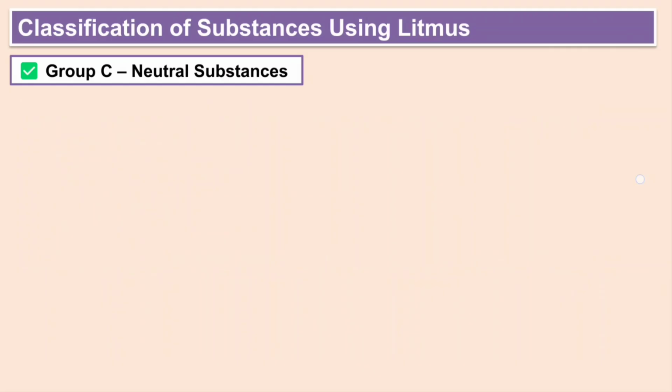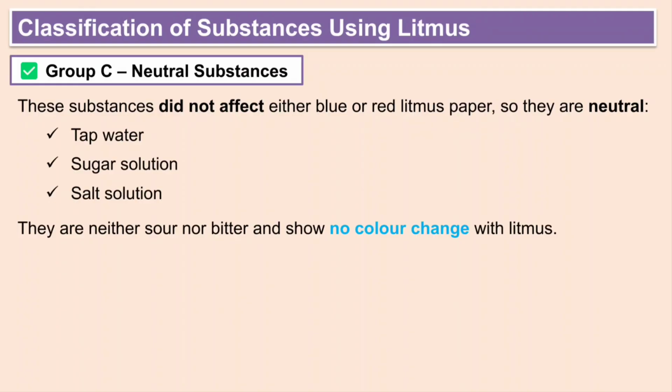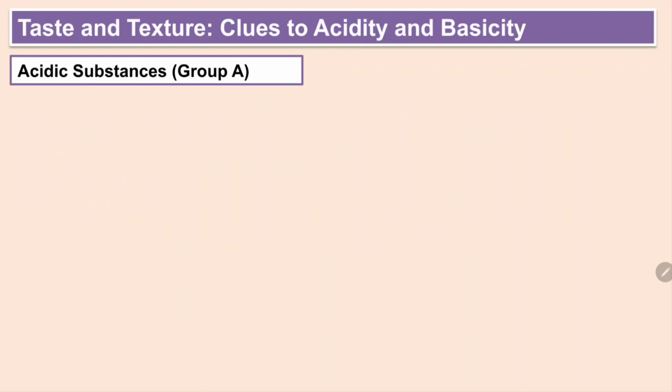Okay, so group C, the neutral substances. These substances did not affect either blue or red litmus paper, so they are neutral. The results were like tap water, sugar solution and salt solution, and they are neither sour nor bitter, so there is no color change with litmus. See, when you taste tap water or sugar solution or salt solution, you will not get any bitter or sour taste, isn't it? That is why they are neither acidic nor basic, and why there is no change of color in the litmus paper or the litmus solution.